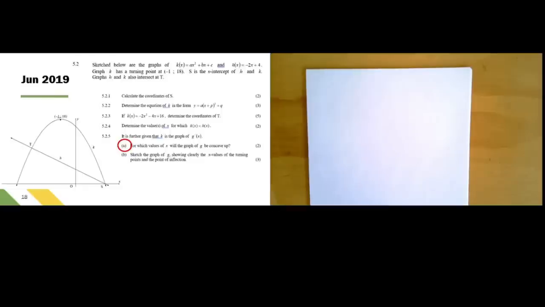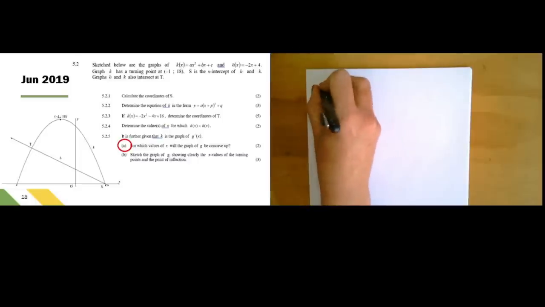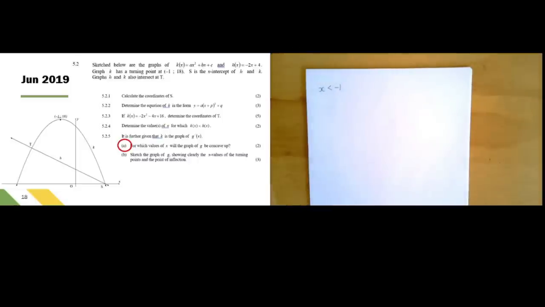At the start of question 5.2.5, they tell me it is further given that k is the graph of the first derivative of g. So remember, we don't have a g graph in this picture. We've got a k graph and an h graph. And they're now asking me where the g graph, the one that's not in the picture, will be concave up. But what have they told me? They've told me that k is the first derivative of that one. So the first derivative of a cubic graph is always a parabola. So how will I now know when the graph will be concave up? It will be where the parabola is increasing. For which values of x is the parabola increasing? The parabola is increasing for all the x values smaller than negative 1.